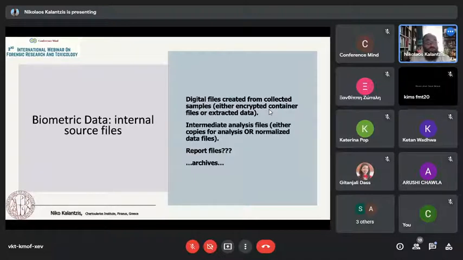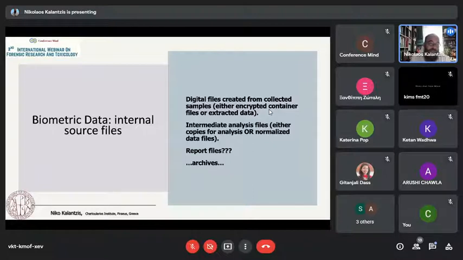The same goes for the other type of biometric data that can be encountered in a forensic laboratory environment, and that is the internal source files. In this case, we have digital files that are created from collected samples, in case we can have access to the writers involved in the case, and we can collect handwriting samples and specifically biometric data for the purposes of the comparison. So that is another source of biometric data.